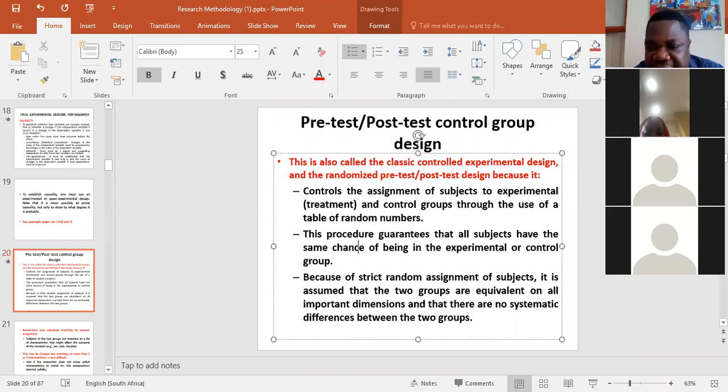So because of the strict random assignment of the participants, it is assumed that the two groups are equivalent. That we also call an equivalent control group design. It's equivalent on all important dimensions, and there are no systematic differences between the two groups. Because you randomly select who can be in the experimental group and who can be in the control group, you believe that the two groups are equivalent.